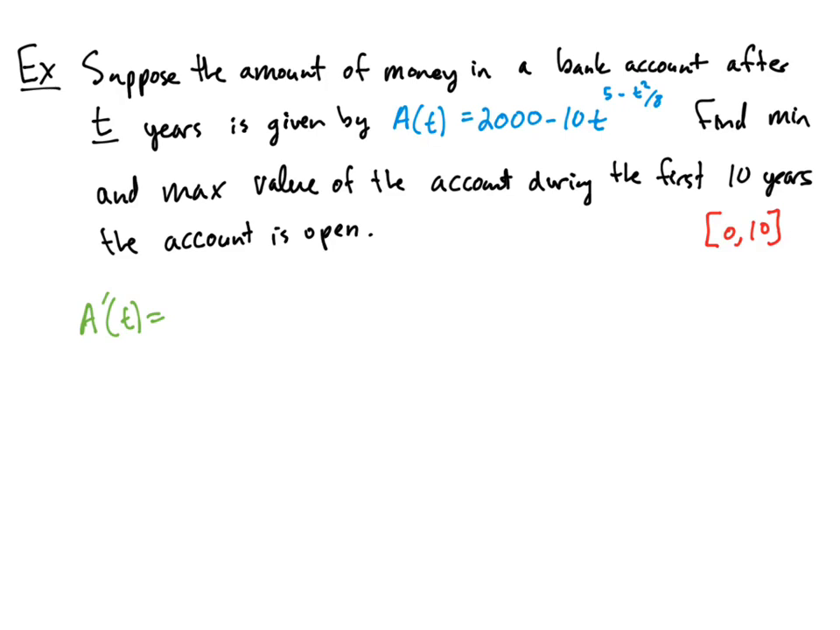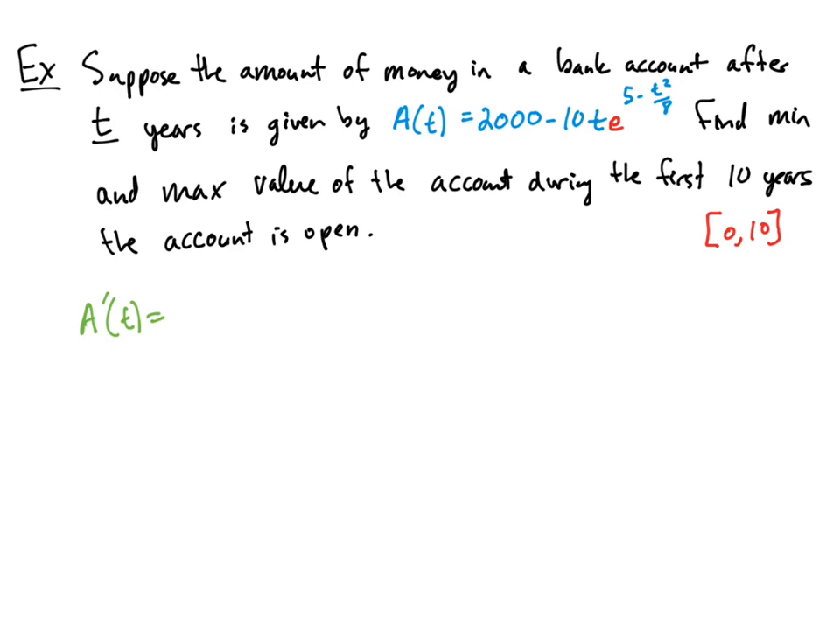So we need to find the derivative of this function. And I'm looking at my notes and I missed something in the function. So let me clean this up a little. We want to have 10 times t e raised to the 5 minus t squared over 8. So we need that e in there. Okay, so let's take the derivative.